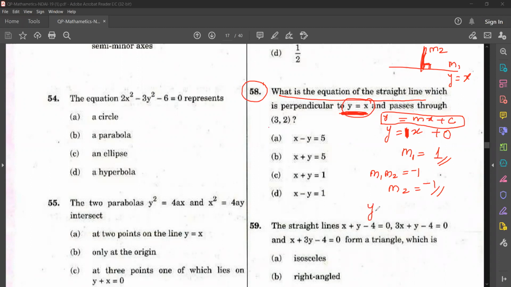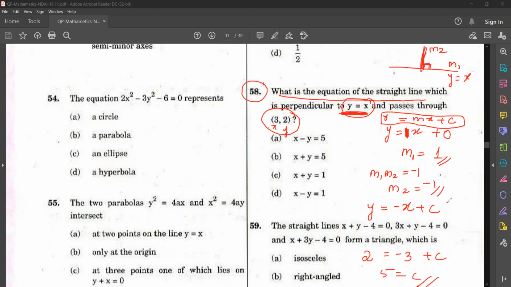Now write the equation y is equal to mx plus c, so y equal to minus x plus c, because here m2 is -1. Now, the line we require passes through (3, 2). So x is 3 and y is 2: 2 equals minus 3 plus c. So you get 2 plus 3, 5, is equal to c.